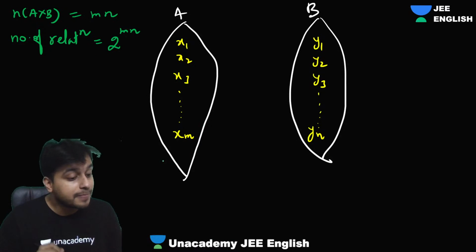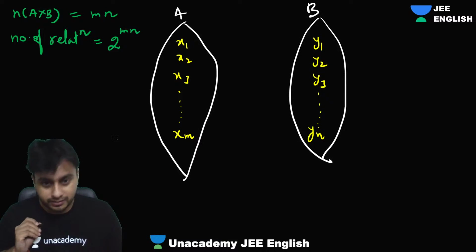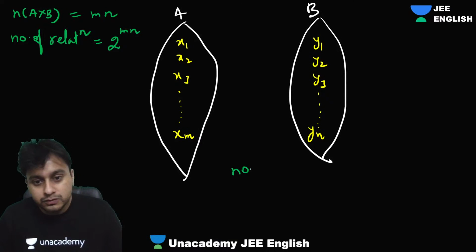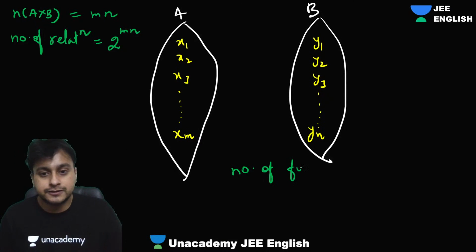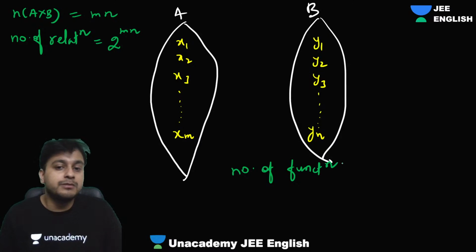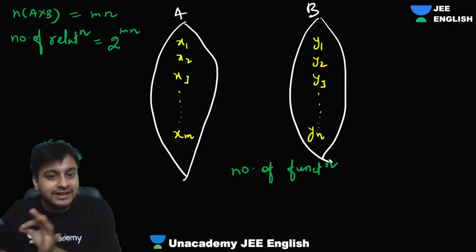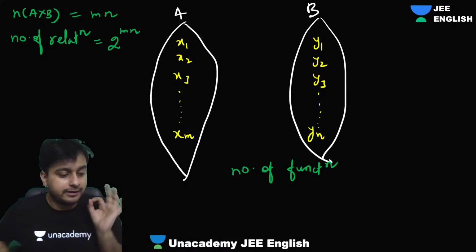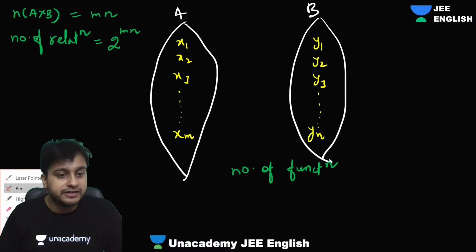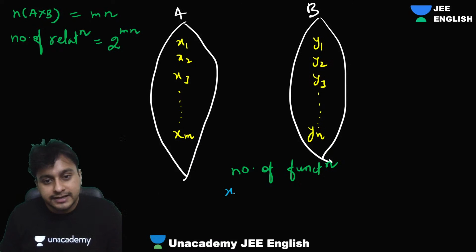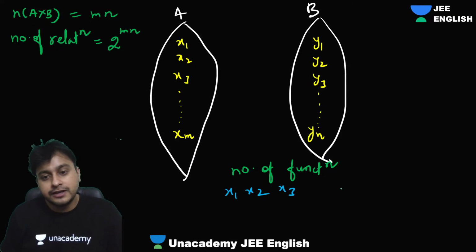Now functions. Number of functions I want. So guys, for that, what will I do? Just like we derived the number of relations and the number of subsets, we will see one by one each and every element in the set. Okay, let's focus on each and every element. So what are the elements, guys? X1, X2, X3, and so on till Xm.